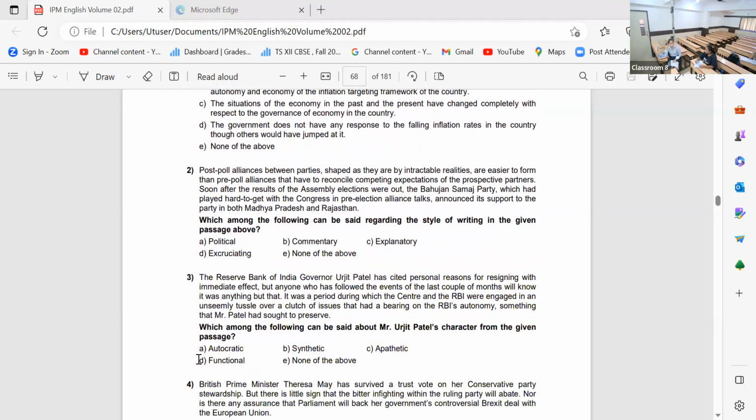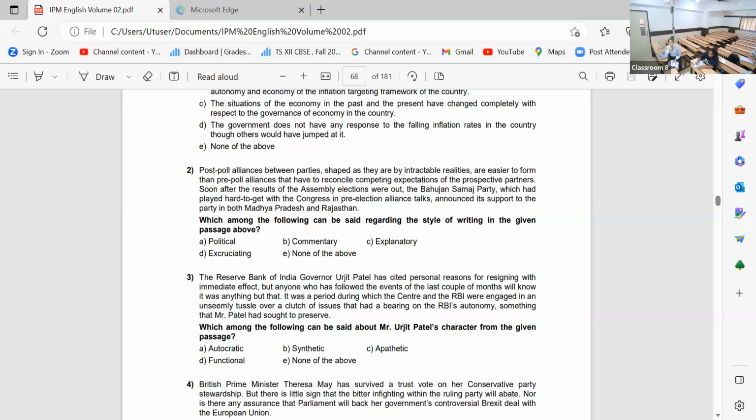Commentary. Okay, explanatory is much more detailed. Commentary would be based on a certain what do you call it? Yes. And also there will be some attached examples to it.